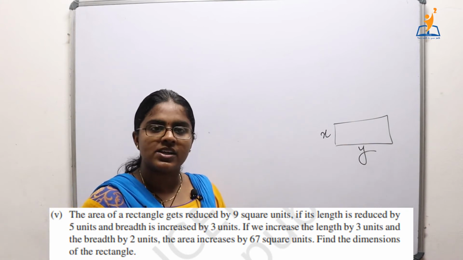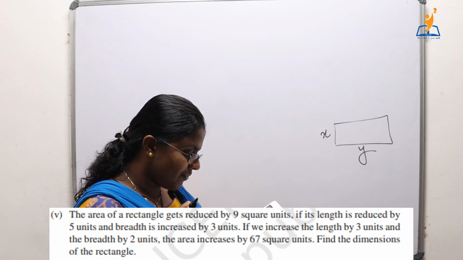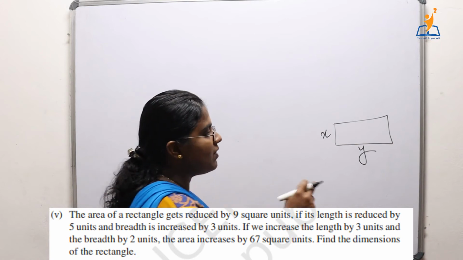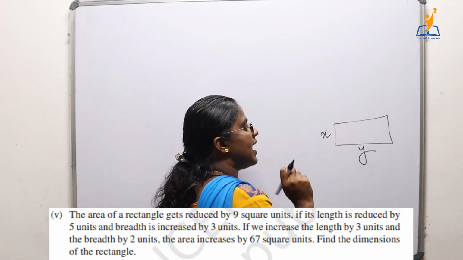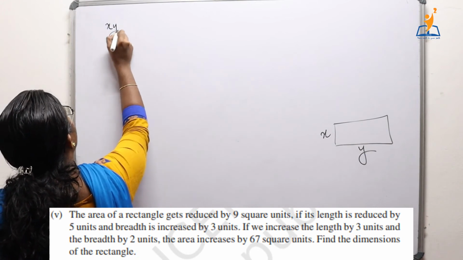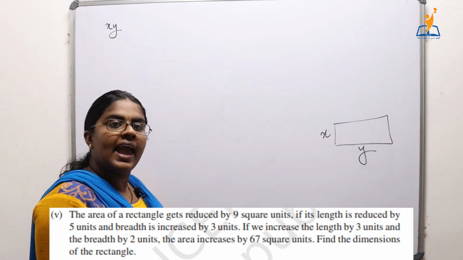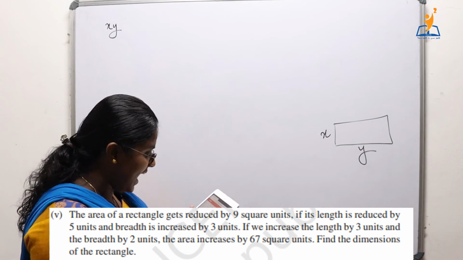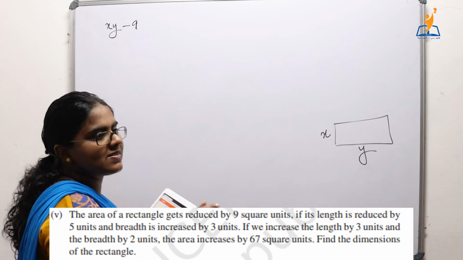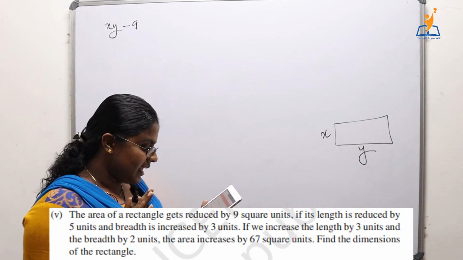Now what are the conditions given? The area of a rectangle gets reduced by 9 square units. What will be the area of the rectangle with the dimensions x and y? It will be xy, and it is said that the area gets reduced by 9 units. So xy minus 9, the area gets reduced by 9 units.